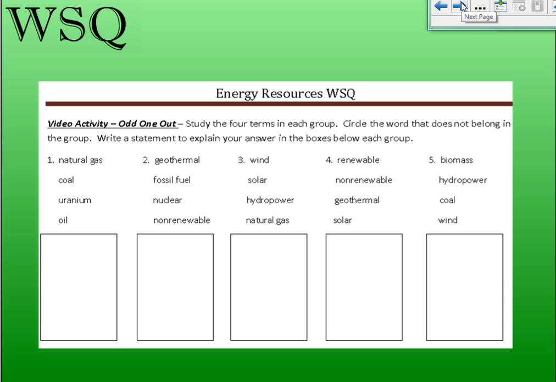So now make sure that you have filled out your graphic organizer on your whisk. And when you complete the graphic organizer, you're going to go on to the video activity Odd One Out. And this is what it looks like on your handout. If you are not done with your graphic organizer, press pause now and complete it before you go on.